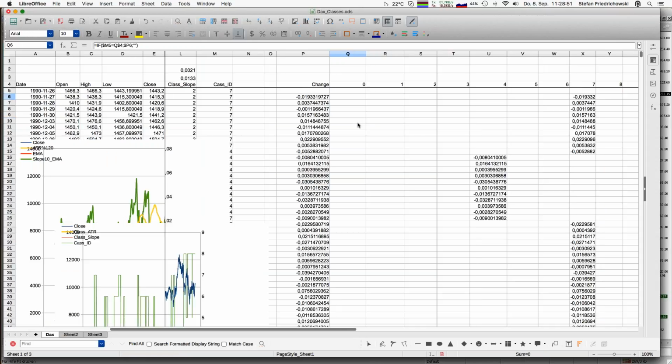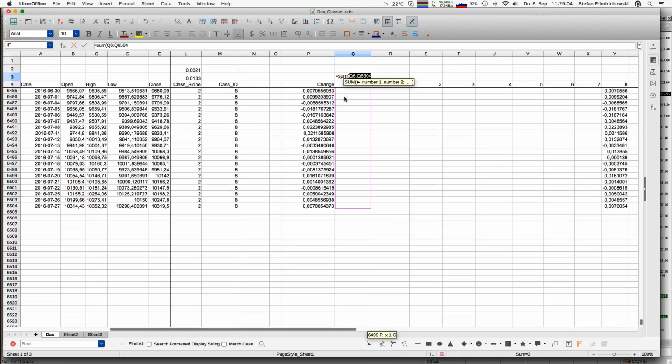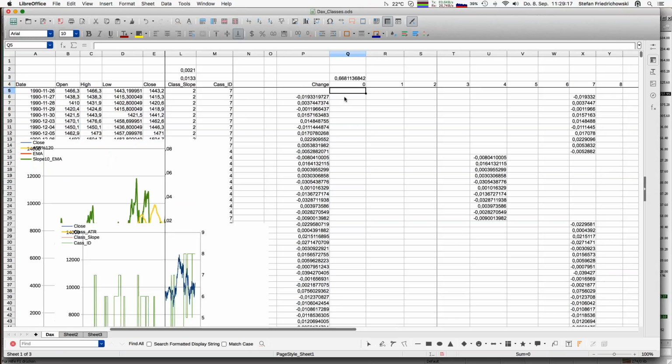What we can do now is already see some first results by simply adding up the complete row. And what does that number mean? Okay, this number is the accumulated change for all days with class identification number 0. And this we can do for all the other ones as well. Now we already get a first impression of what we have.